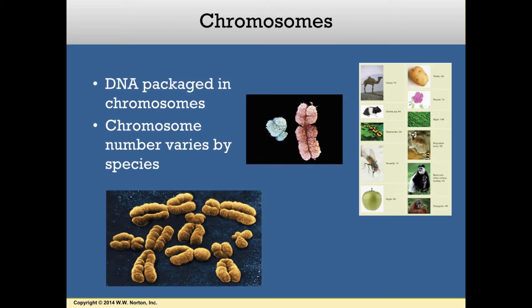Some organisms that we would consider to be less complex than humans have fewer chromosomes, like the housefly with 12, or the salamander with 24. But plenty of organisms have more than we have, like the potato with 48, the camel with 70, or algae, which has 148 chromosomes. Classifying organisms by the number of chromosomes they have would be like organizing books in the library based on the number of pages they have, or by the color of their jacket covers.